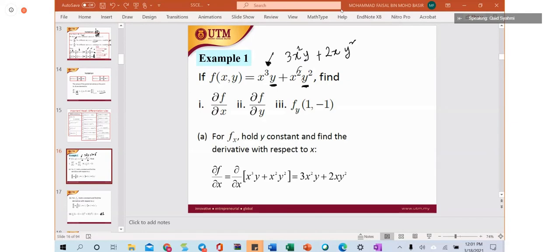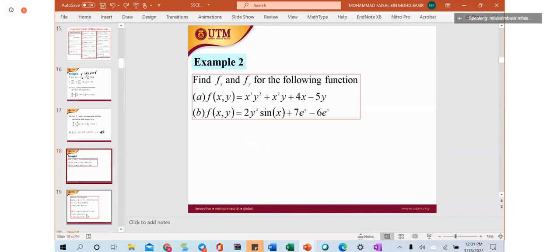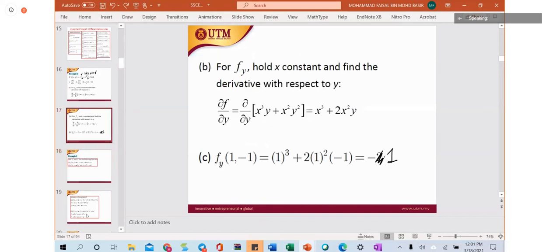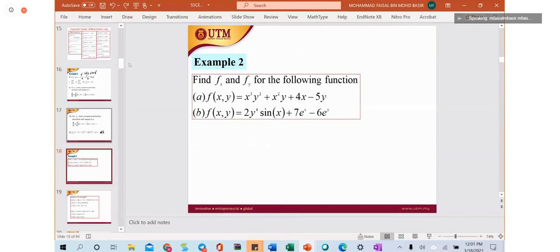Okay, so we go further. This is -1, not 1, -2, so please amend it in your notes. Find f_x and f_y. I think this should be easy, right?